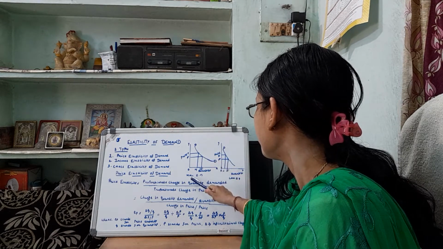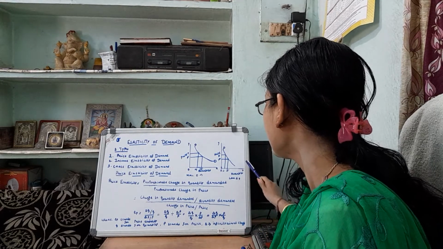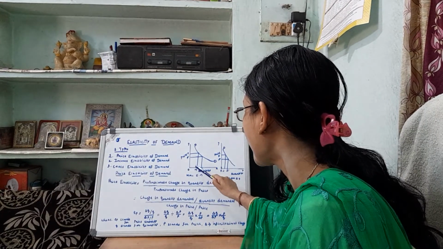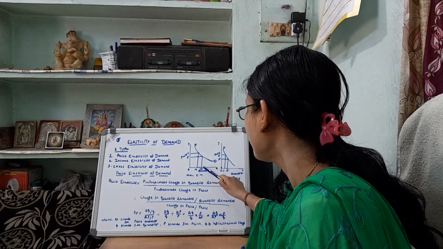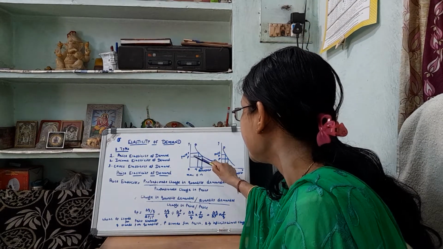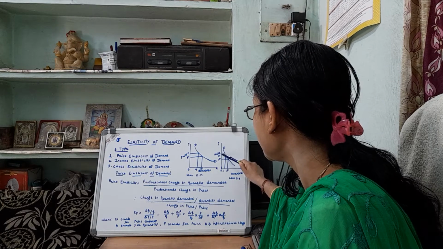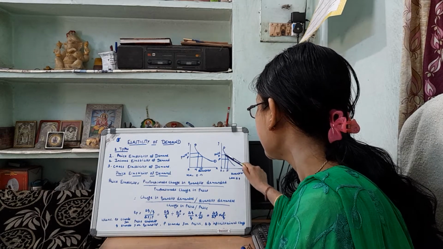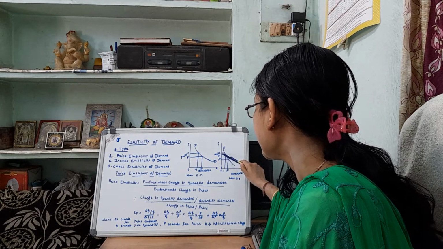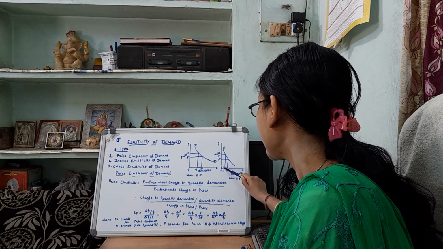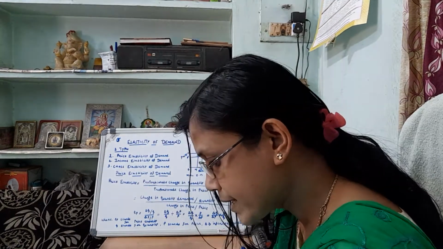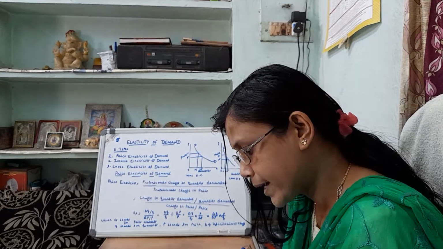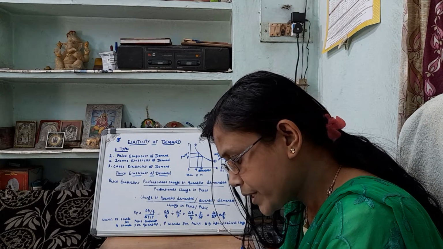Then see these two figures, figure 1 and figure 2. This figure shows more elasticity of demand. This figure shows less elasticity of demand. When the price falls from OP to OP dash, quantity demanded increases from OM to OM dash. Here PP dash is smaller than MM dash. But in this case, when the price falls from OP to OP dash, quantity demanded increases from OM to OM dash, and this fall in price PP dash is greater than the change in quantity demanded MM dash. The price elasticity of demand for a good is negative. Ep is always negative. See, the change in quantity demanded is in the opposite direction to the change in price.